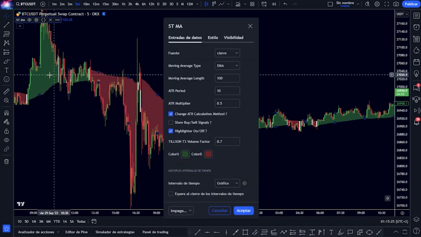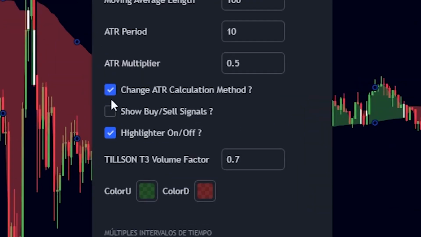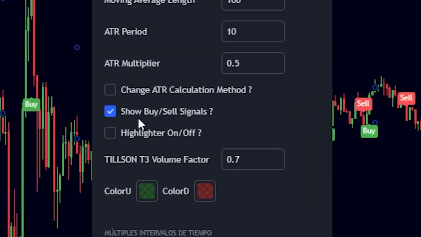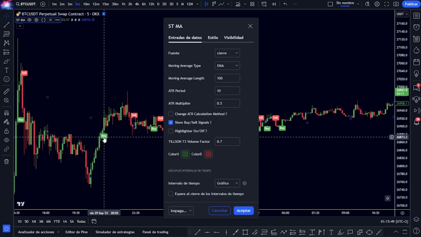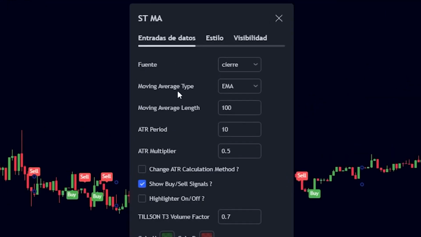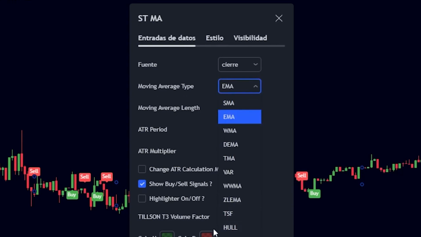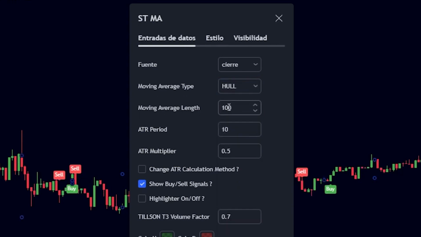Even so, we are not going to use this average in the way you expect, since the first thing we are going to do is to uncheck these two boxes and leave only the show buy and sell signals, that is to say that only show us these buy and sell signals. In this slider of the moving average type we are going to look for and place it in hull. The length of the moving average we will raise it to 150, the period of the ATR we will raise it from 10 to 14, and the multiplier we will raise it to 0.7.